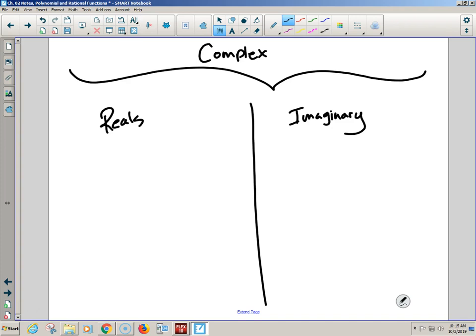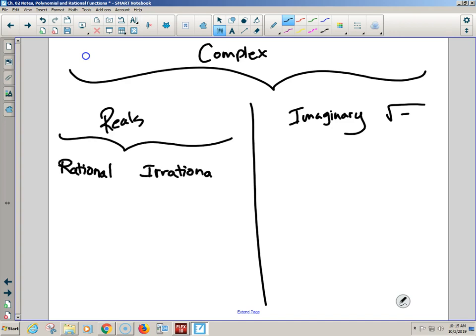If they say real, what are we not looking for? The square root of -1 ones, right? We're not looking for the square root of negative ones. So if the quadratic formula gets us like the square root of a negative, then we're just going to ignore them. Real says, okay, none of those imaginary ones. But underneath reals, we also have rational and irrational. What's the difference between these two guys?